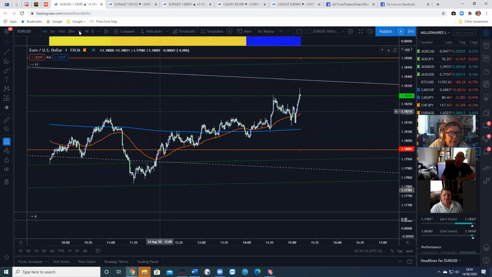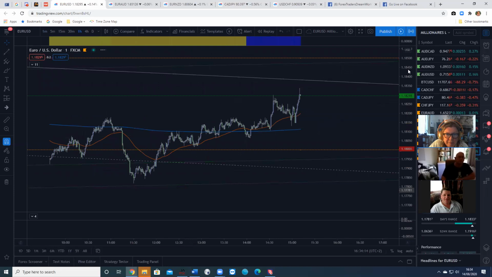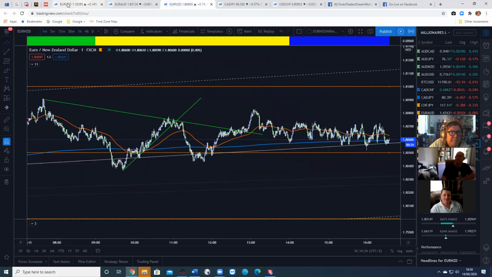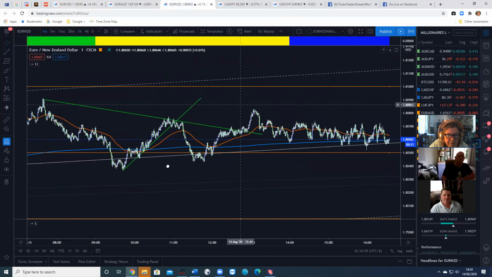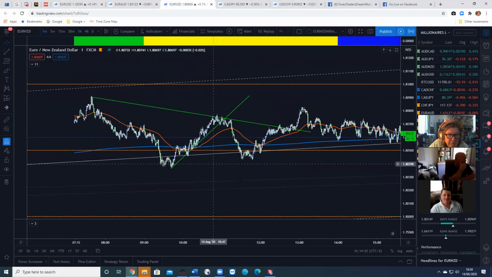Euro USD. I know we were following. It's a bit slow loading. I don't know why that's being so slow. Is that TradingView glitching on me? Try another one. Try Euro NZD.